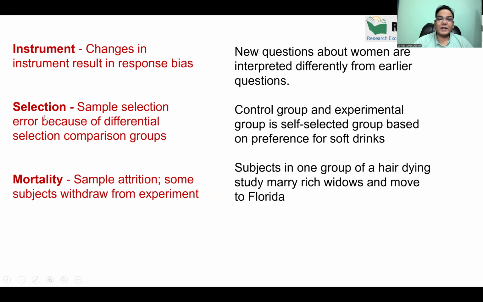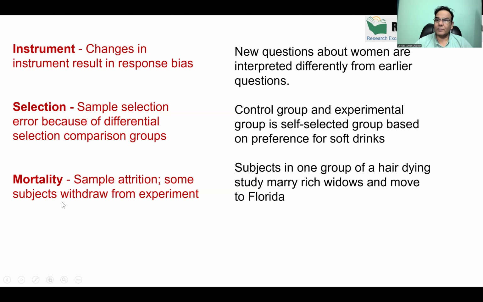Then selection. Suppose you are not doing random selection of the experimental group and the control group. In most of the cases, the experimenter is doing convenience sampling. किसी को भी किसी group में डाल दें, ऐसा नहीं होता. So if you are not doing random selection of the units, then the problem will definitely come.